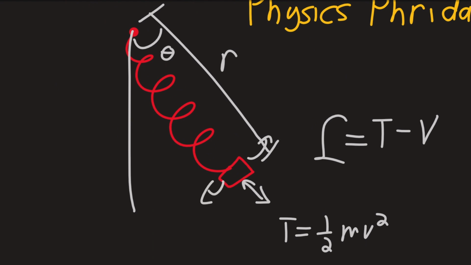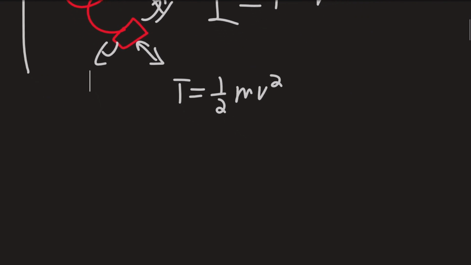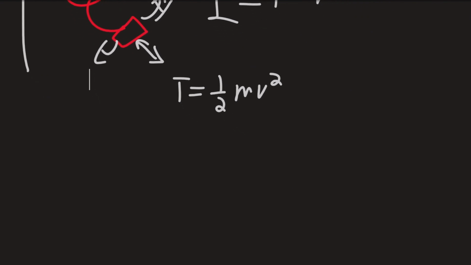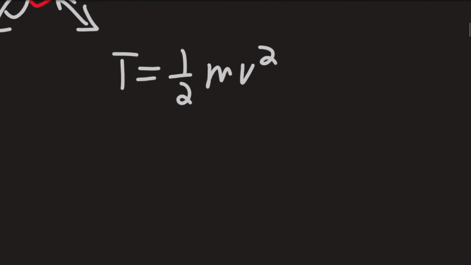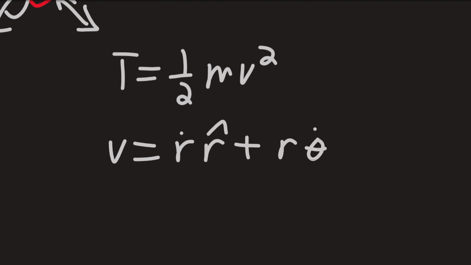And because of that, we can't just define our velocity squared as some sort of scalar value. It really needs to be a vector. So we're going to define this: v is equal to r dot times r hat in polar coordinates plus r theta dot times theta hat, where the dots just represent time derivatives. And this is just our generalized velocity in polar coordinates, nothing too special.